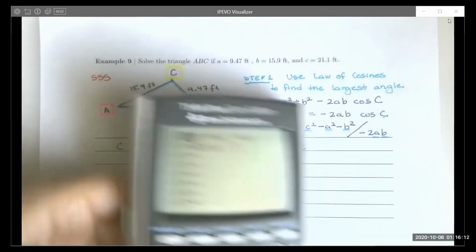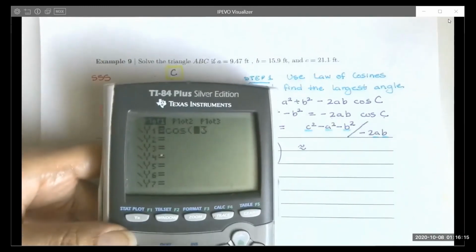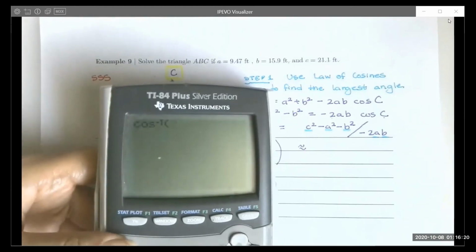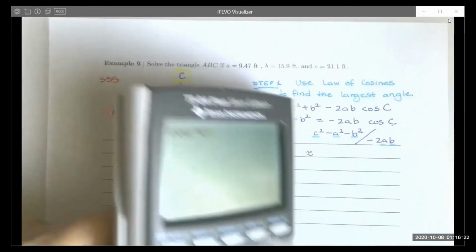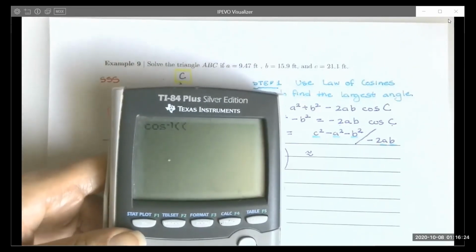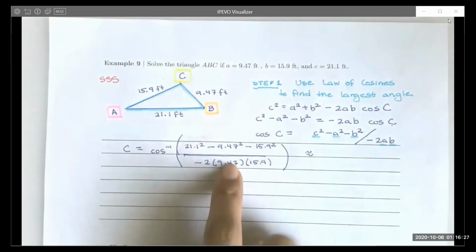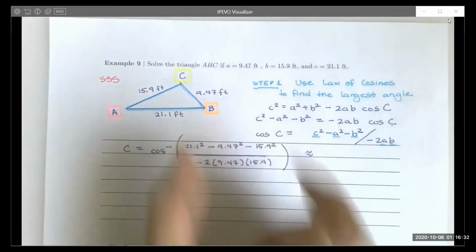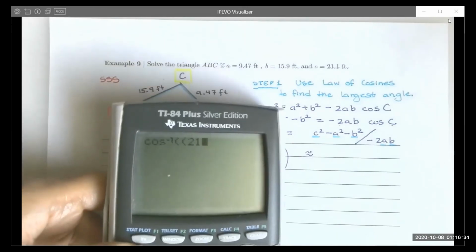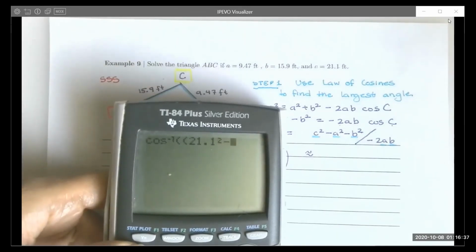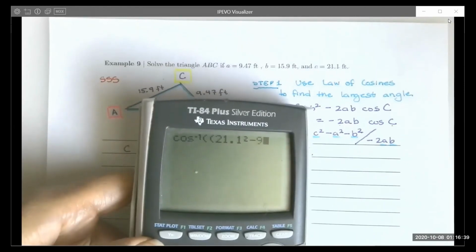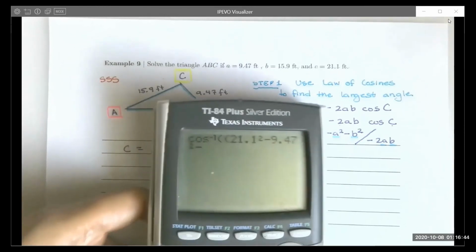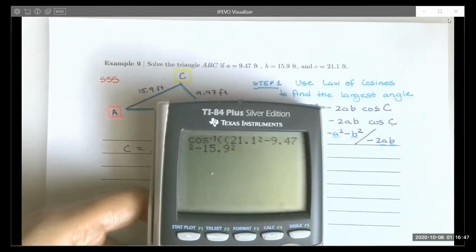We're going to get cosine inverse of... oh, actually, I think I punched the wrong button. Okay, so cosine inverse of... I have to be very careful here because I do have these subtractions happening in the numerator. So I'm going to encompass the numerator in parentheses. 21.1 squared minus 9.47 squared minus 15.9 squared.